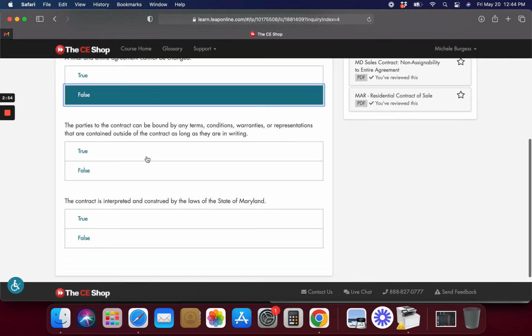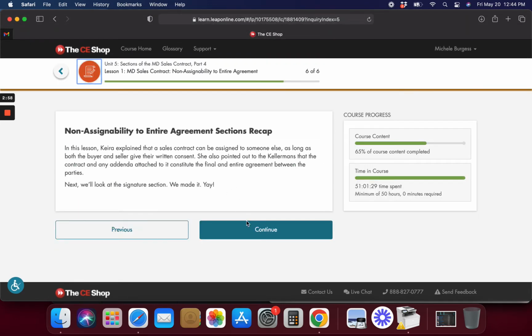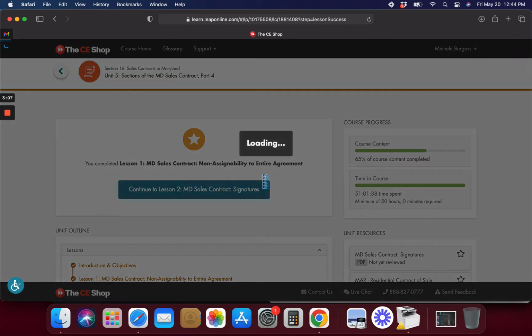Okay, so we'll go through this one more time. Yeah, we're absolutely right the second time. Non-assignability to entire agreement section recap. Sales contract signatures.